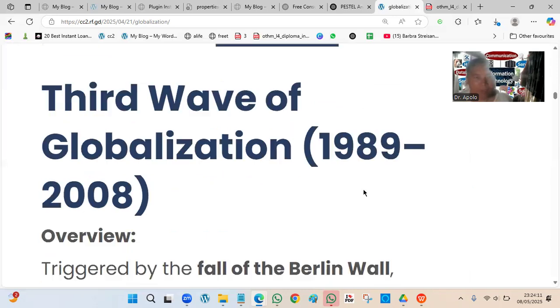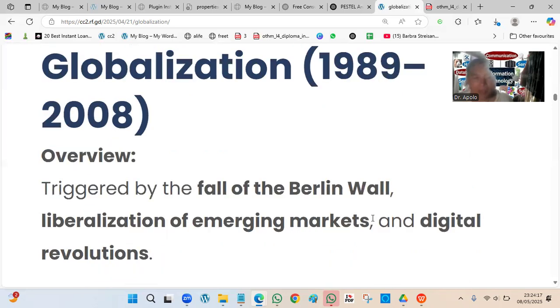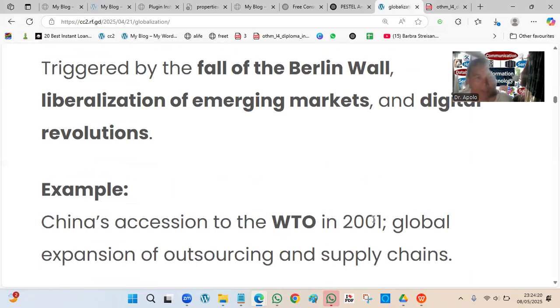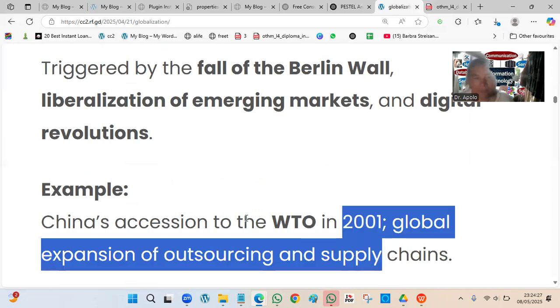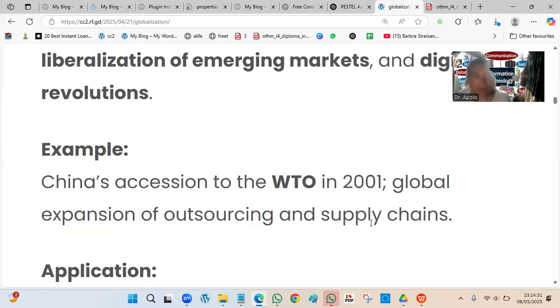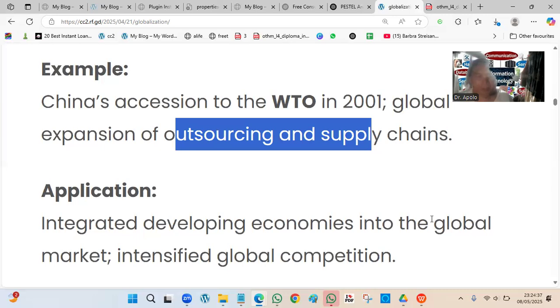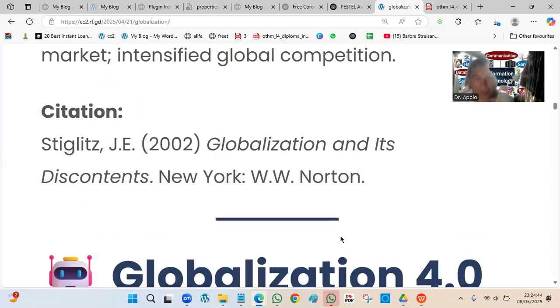Third wave, 1989 to 2008, triggered by the fall of the Berlin Wall, liberalization of emerging markets, and the digital revolution. China's accession to the World Trade Organization in 2001 brought global expansion of sourcing and supply chains. So take note of that. Why China? Because they are a supplier of cheaper products and raw materials. The implication: it integrated developing economies into the global market and intensified global competition.